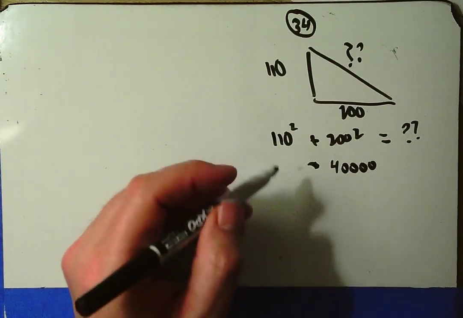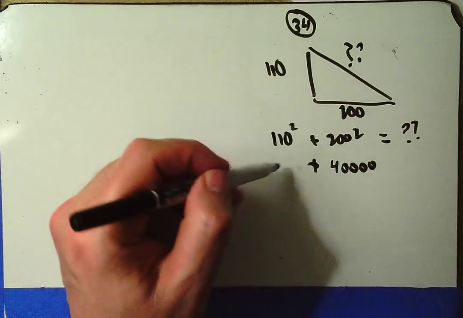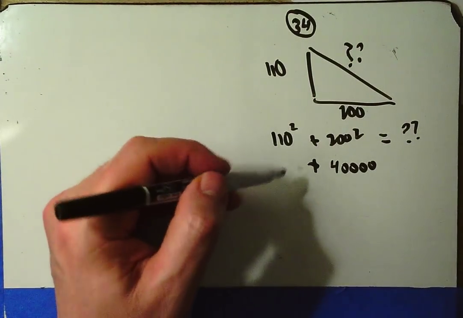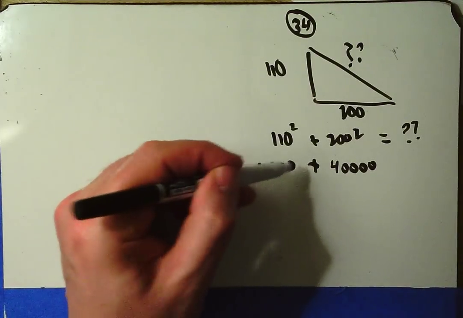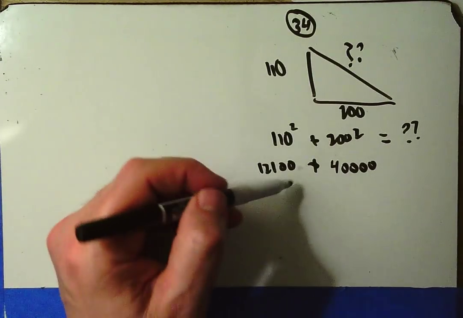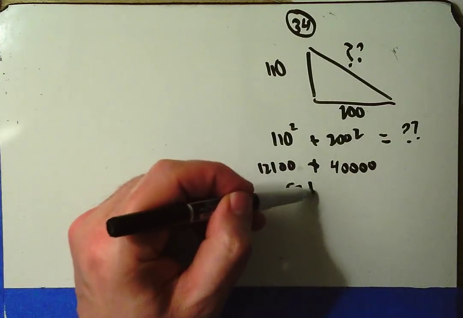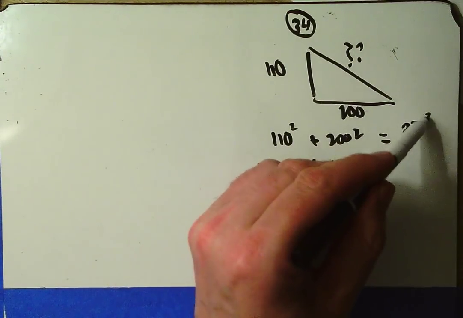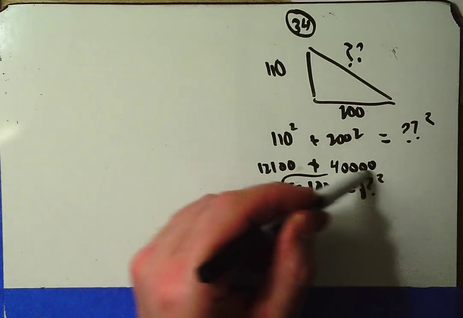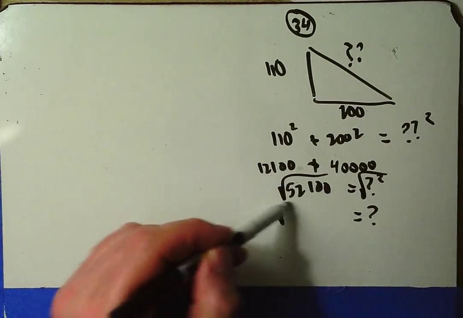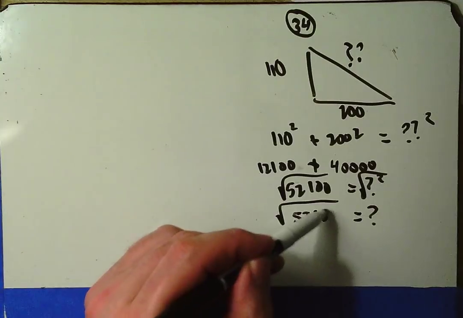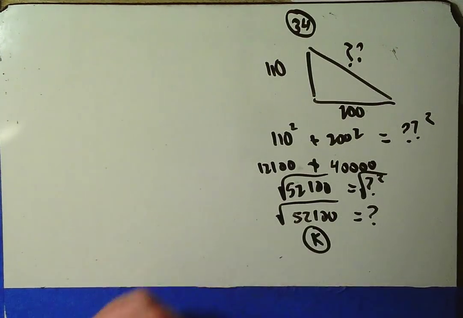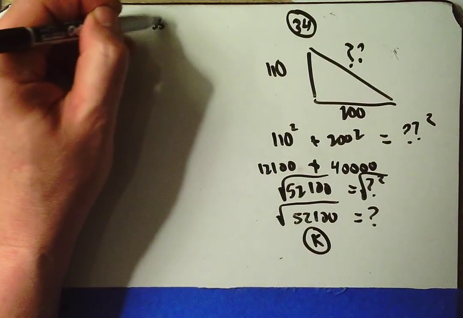Oh, I think I'm looking at choice K. I'd pull out my calculator just to be sure, but I believe that I'm looking at 12,100 plus 40,000, which is 52,100, equals question mark squared. And so question mark is the square root of 52,100. And that corresponds with choice K. 35.